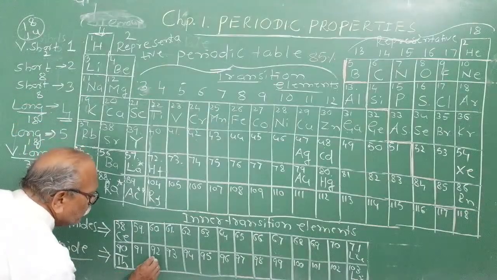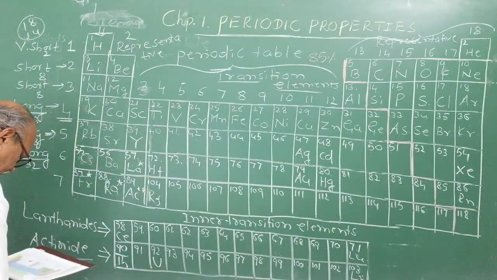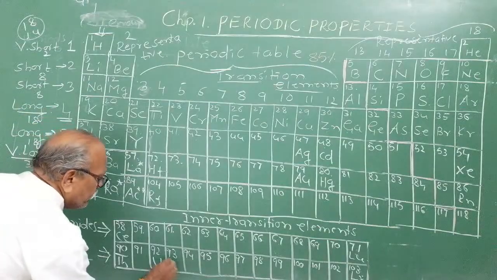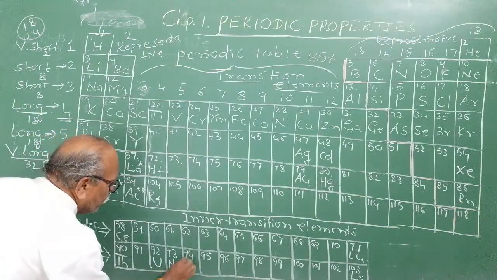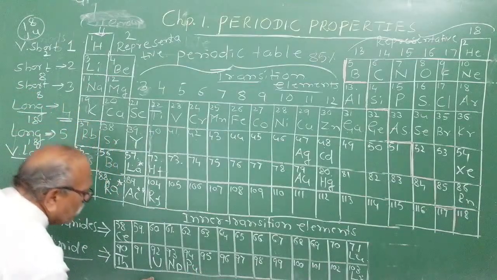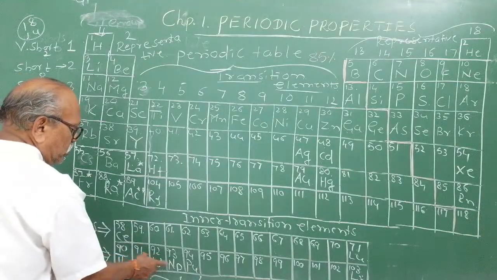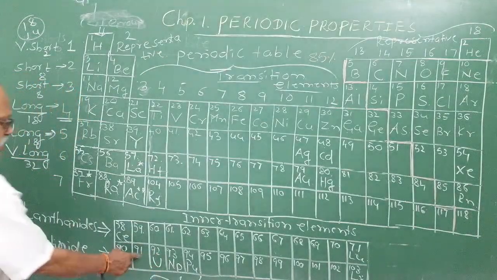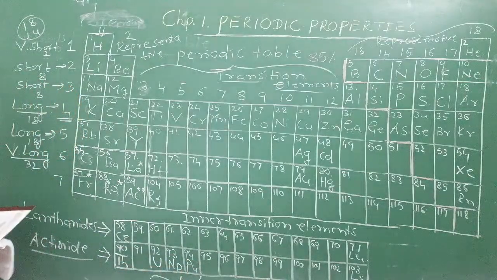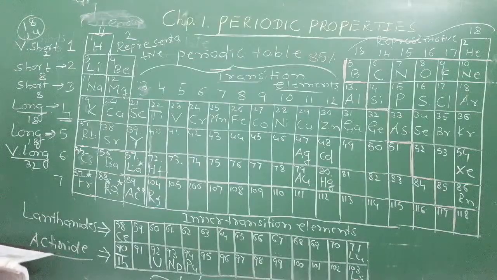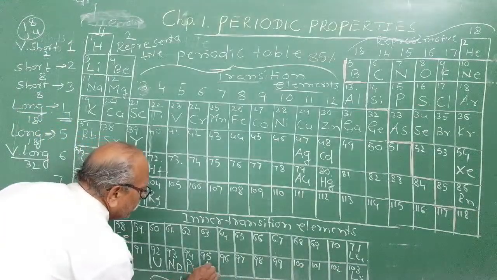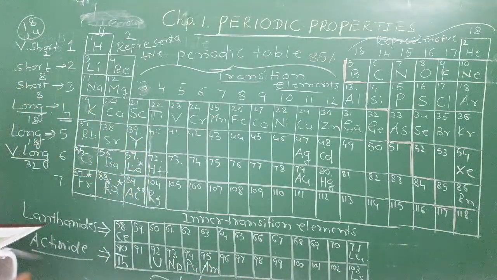Atomic number 92 is uranium. Atomic number 93 is neptunium. Atomic number 94 is plutonium. They are named in the honor of outer planets: Uranus, Neptune, Pluto. And some of the elements, element with atomic number 95, AM stands for Americium, America. You can remember some of the interesting names.